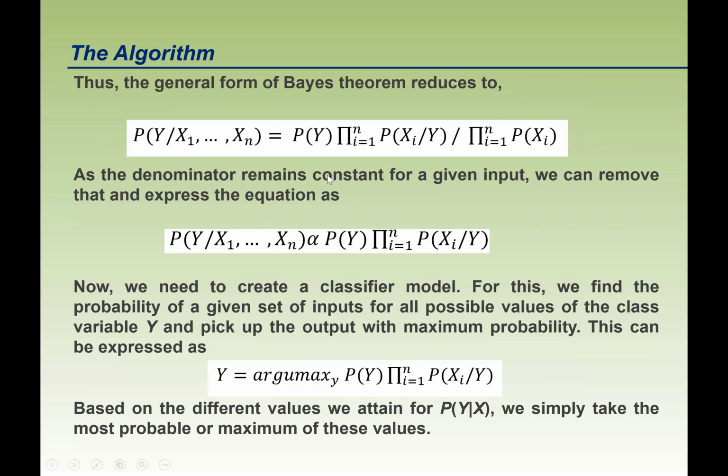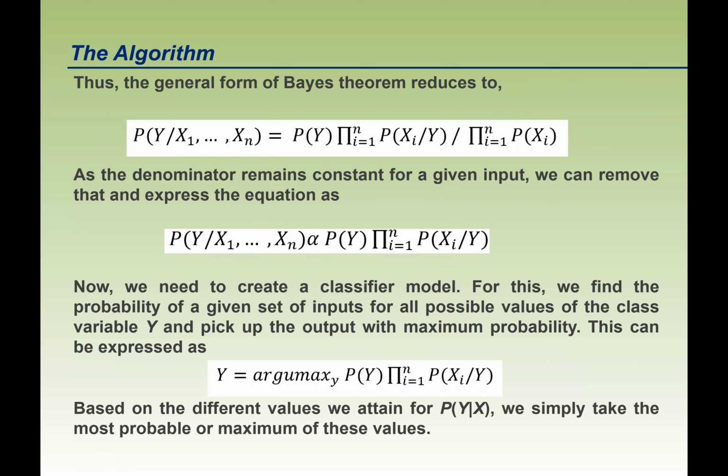And as usual, as the denominator remains constant for a given input, we can remove that and express the equation as P(y | x1 to xn) proportional to P(y) and the product of these probabilities.